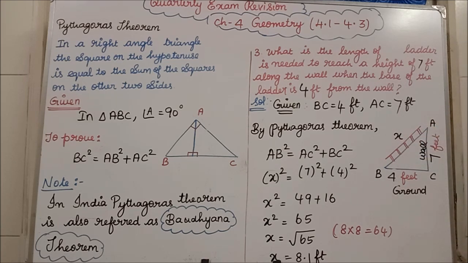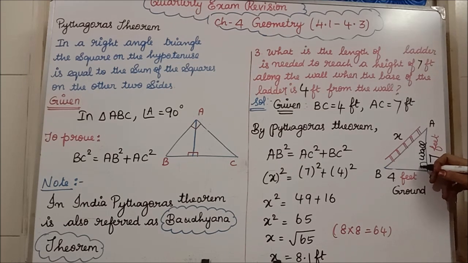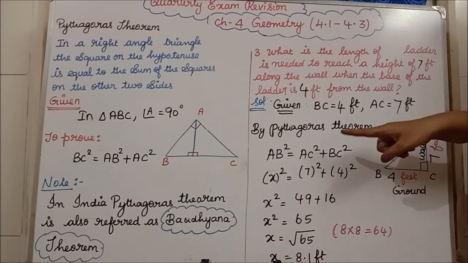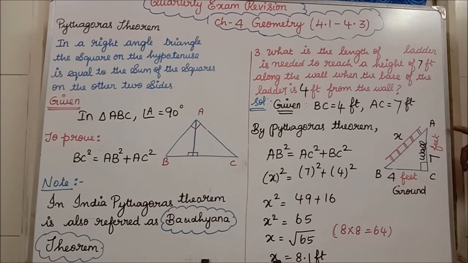Okay, now see, ladder, ground. If they are talking about a ladder and the ground, immediately you will get a right angle triangle only. Okay, now see, whenever you draw a right angle triangle, the side opposite to the right angle is your hypotenuse side. Clear? So according to Pythagoras theorem, hypotenuse side square. Your hypotenuse side is what? AB. That is the longest side, and it is also opposite to the 90 degrees. Isn't it? So AB square is equal to, what are the remaining two sides? AC square plus BC square.